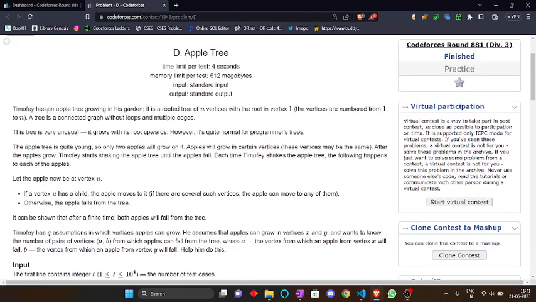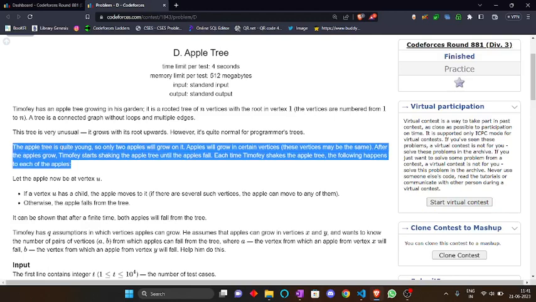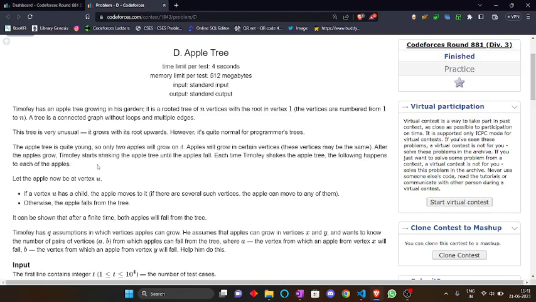Timofey has an apple tree growing in his garden. It is a rooted tree of n vertices with a root in vertex 1. A tree is a connected graph without loops and multiple edges. This tree is unusual. It grows with its roots upward. However, it's quite normal for a programmer's tree. The tree is quite young, so only two apples will grow on it.